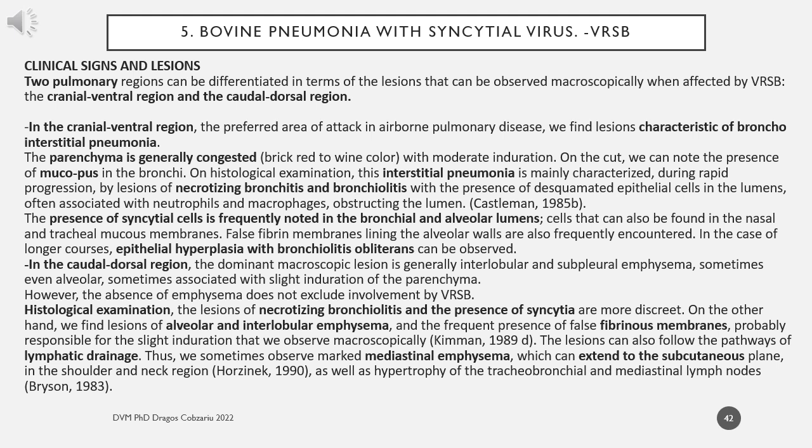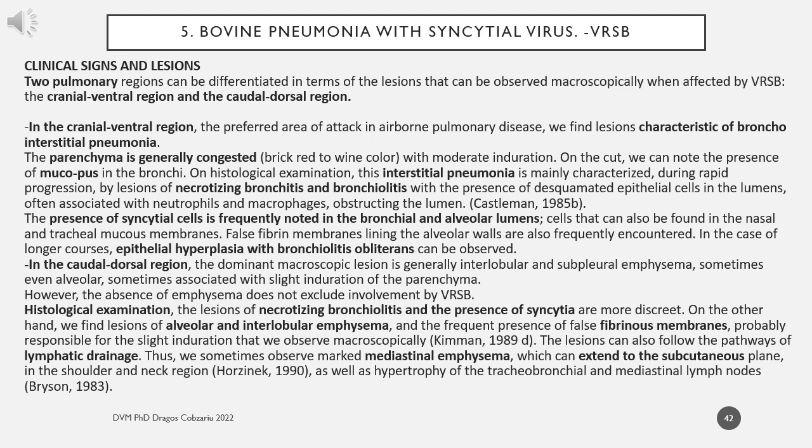Two pulmonary regions can be differentiated in terms of the lesions that can be observed macroscopically when affected by VRSB, the cranial ventral region and the caudal dorsal region. In the cranial ventral region, the preferred area of attack in airborne pulmonary disease, we find lesions characteristic of bronchointerstitial pneumonia. The parenchyma is generally congested, brick red to wine color, with moderate induration. On the cut, we can note the presence of mucopus in the bronchi.